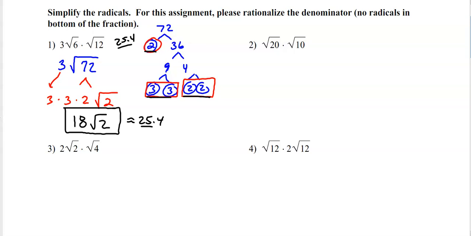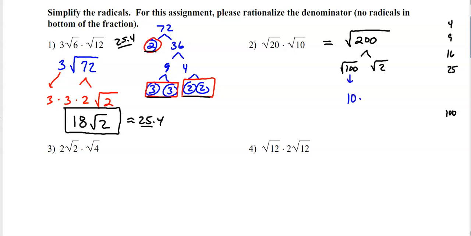So number 2, one option would be to just multiply it out, and we're going to say that's the square root of 200. This one I'm going to do a different way. I know the perfect squares, 4, 9, 16, 25, and so on, and I know 100 is on the list. So I could break this up into the square root of 100 times the square root of 2, which is really helpful because I know the square root of 100 is just 10. And I can wrap that one up quickly. So that's one way to go about it.